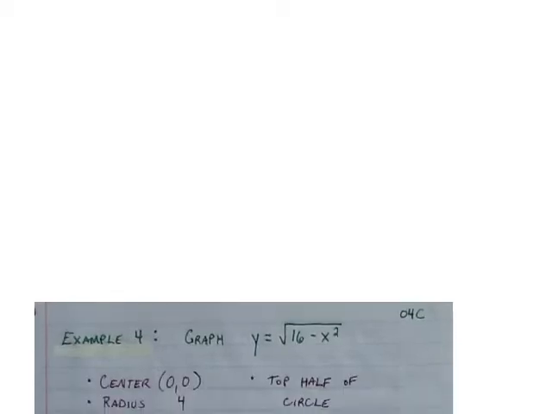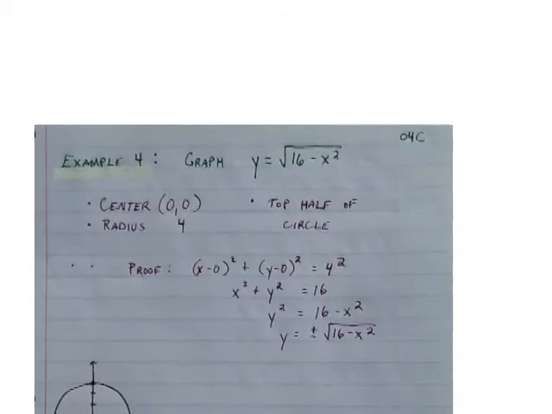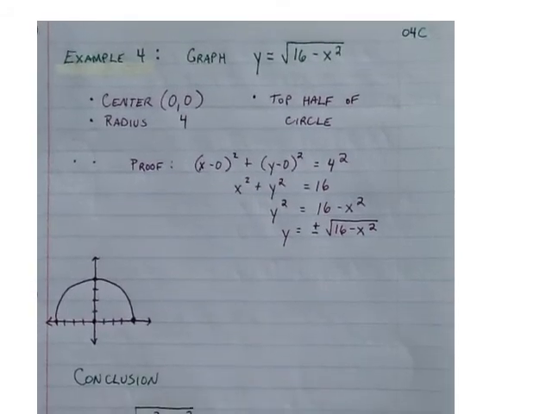All right, the final example says graph y equals the square root of 16 minus x squared. And at first you're like, what does this have to do with circles? It looks nothing like circles. But I assure you that this is very closely related to a circle. It is in fact a semicircle. So I will pull this up and let's explore it.